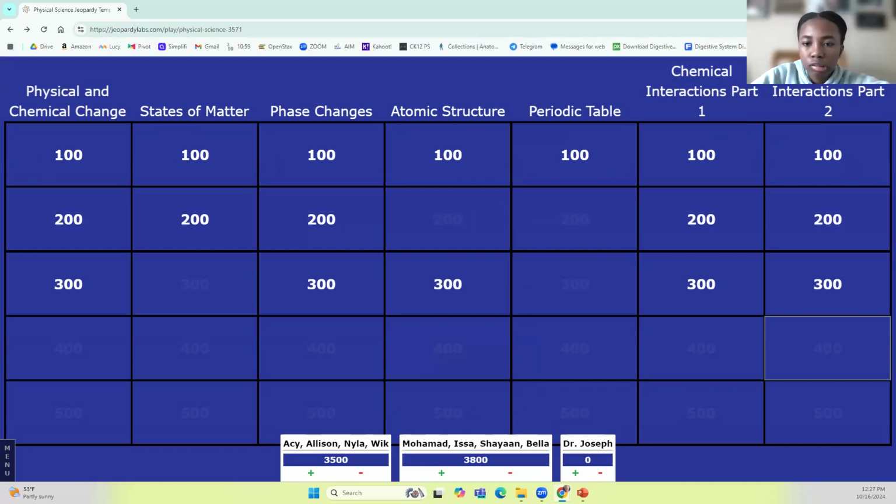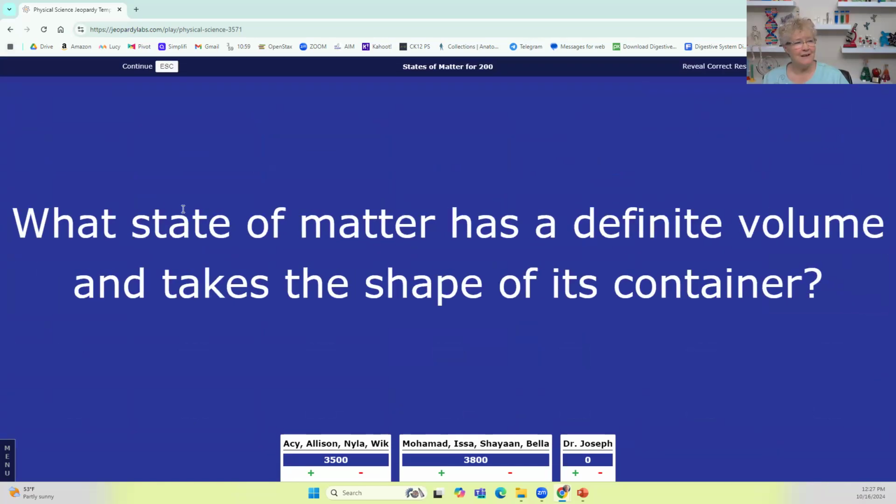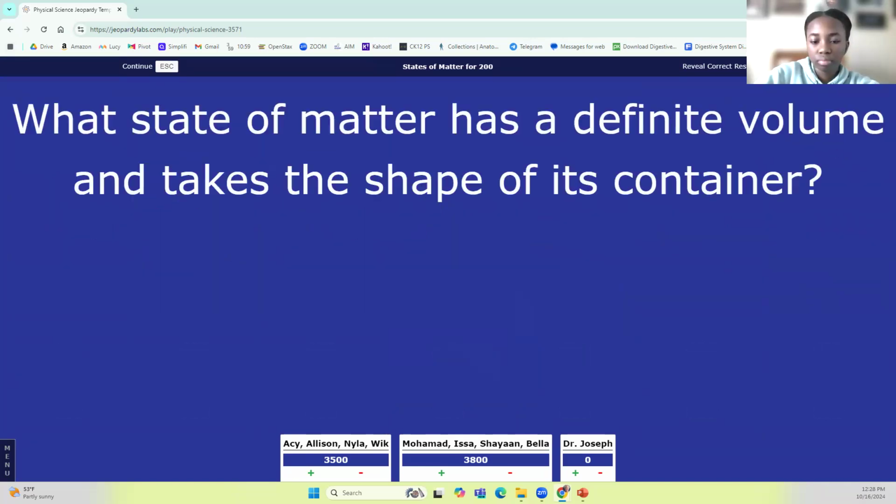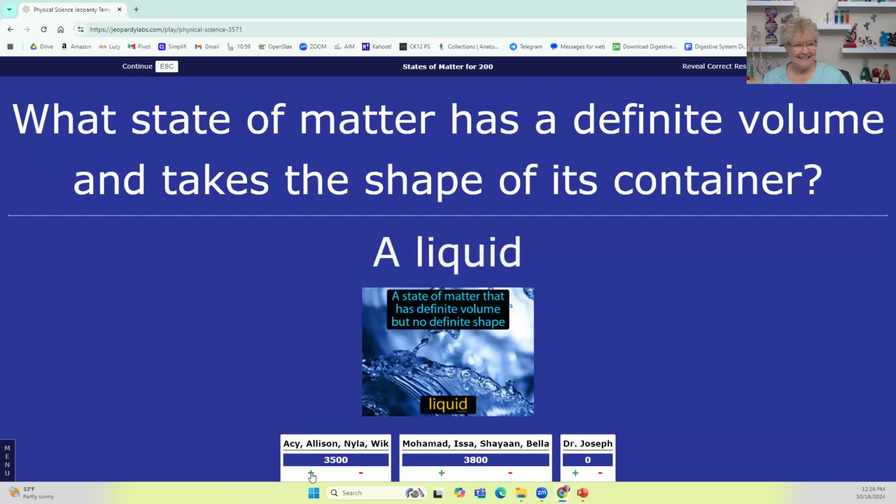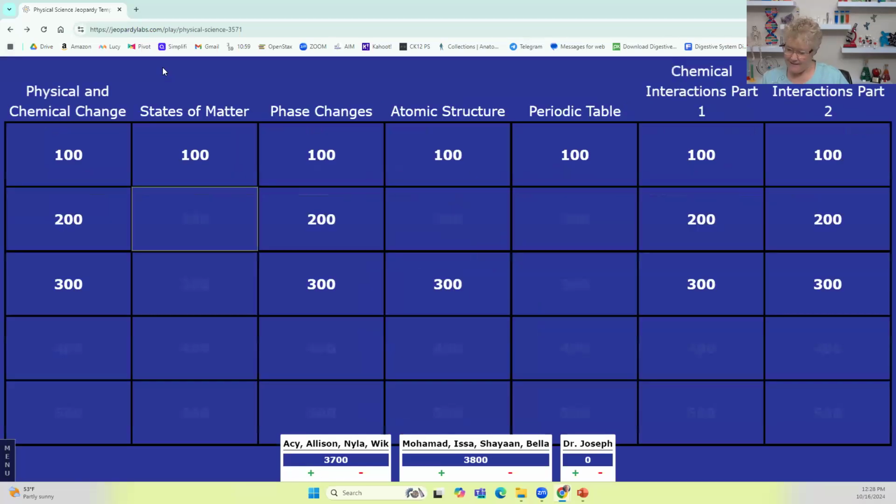Can I do states of matter 200? What state of matter has a definite volume and takes the shape of its container? Liquid. Yeah, it is a liquid. Very good, Allison. All right. So Allison, and we had Muhammad last. Now it's Cheyenne again.